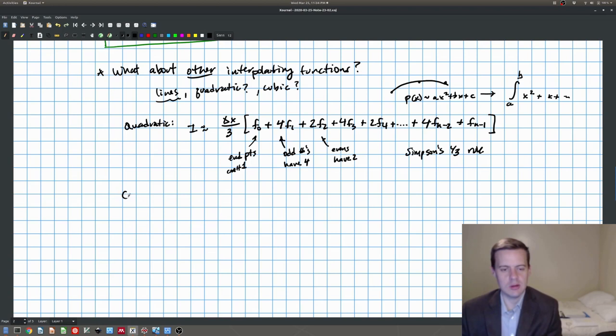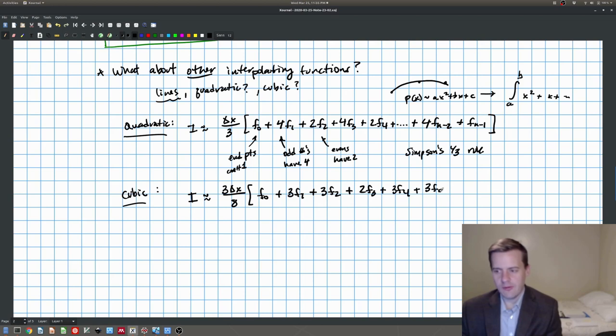What if I use cubic? In the cubic case, I now have to have 4 points: 1, 2, 3, 4. Oh, that's terrible, but you get the idea. I have 4 points, I connect them, plug in something cubic, and go through the same procedure. I get the following formula: 3 delta x divided by 8, times the bracket f0 plus 3f1 plus 3f2 plus 2f3 plus 3f4 plus 3f5 plus 2f6 plus, keeps repeating, until f(n-1).